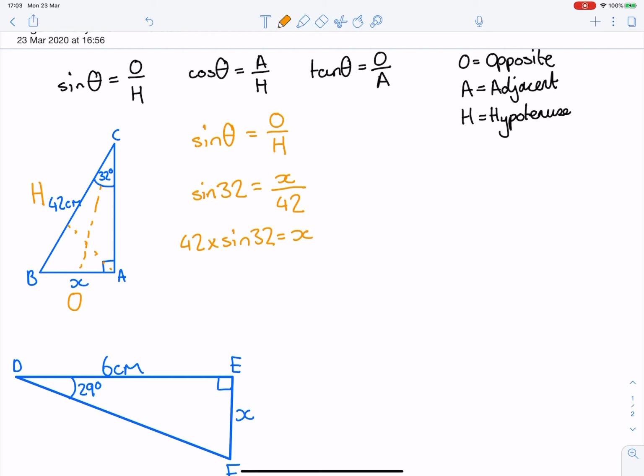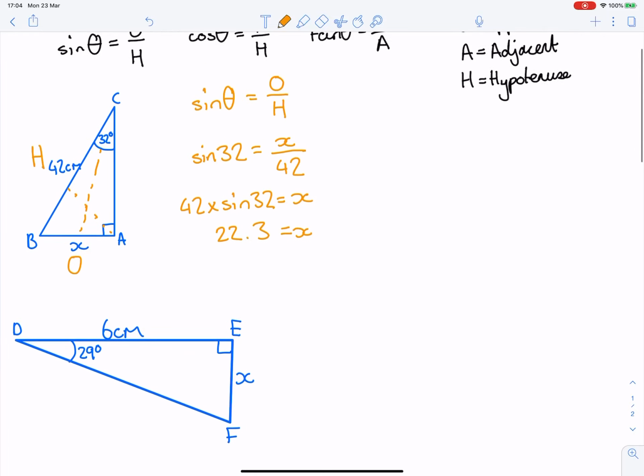You then get your calculator and you put that in. So you type in 42 times sine, then an open bracket, put in the angle 32, and remember to close the bracket afterwards. It will give you your answer as x equals 22.256. We're going to round it to one decimal place. So x equals 22.3. Just check with your calculator that you know how to do this as you go along, and make sure you get the same answer as me. Okay, that's that one done.